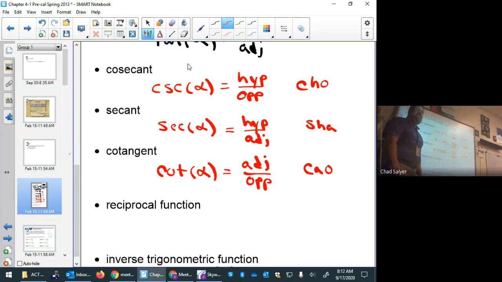Cosecant, secant, cotangent. What are the letters of the last one? COT? Yes, COT. Cotangent is abbreviated COT.